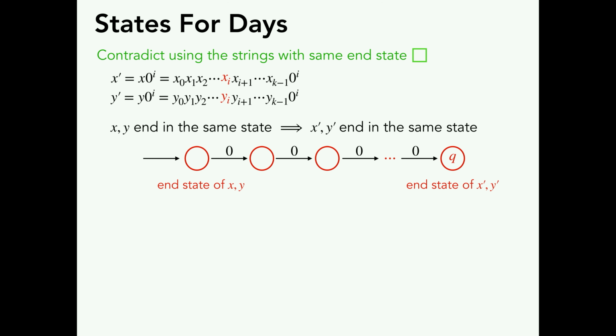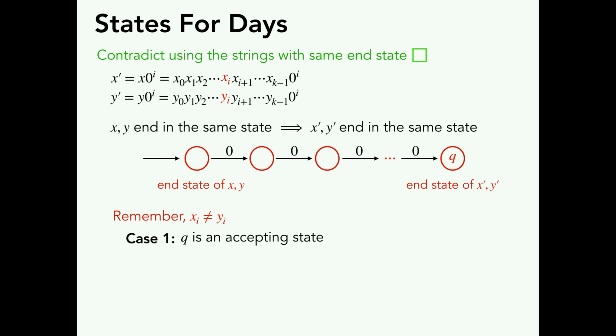Finally, we're ready to finish. Remember, x sub i is not equal to y sub i. Also, we know that x prime and y prime end at this state q. And finally, we know that x sub i and y sub i are both k characters from the right of x prime and y prime respectively. We're going to have two cases to consider. In the first case, q is an accepting state.